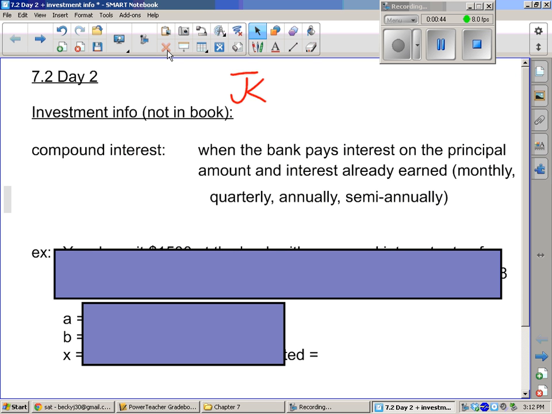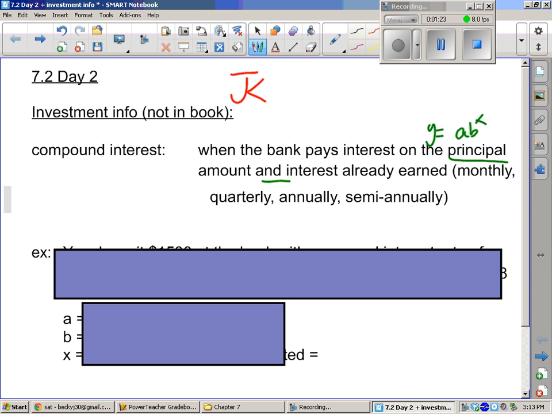All right, compound interest is when the bank pays interest on the principal amount. What does the principal amount mean? Principal means the amount you have in the bank, your starting amount, like the a in y equals a b to the x. And interest on the money that you've earned, so every time you earn a little more, it adds to the total. Then you earn more interest not only on your initial investment, but also on the interest you've already earned.